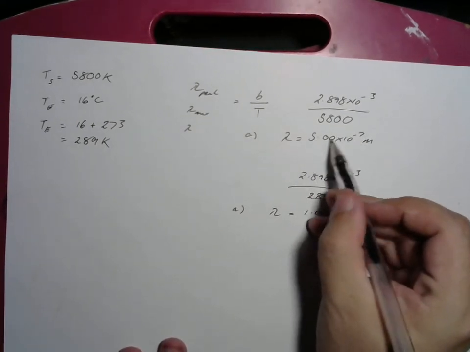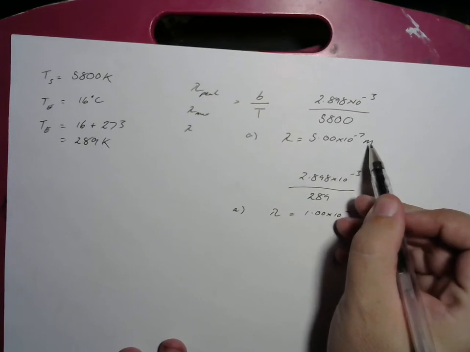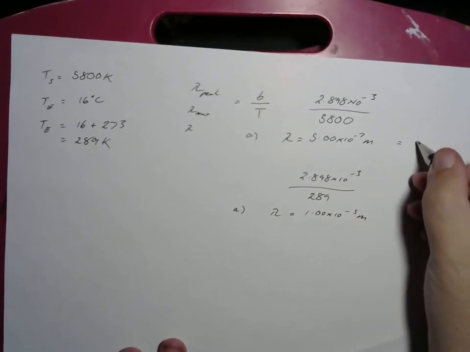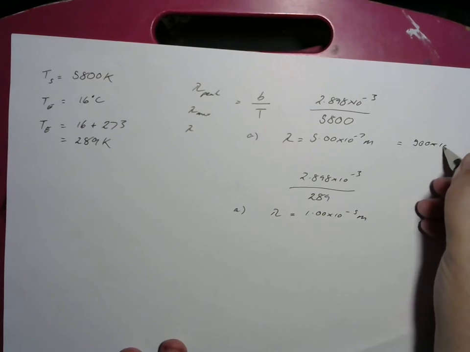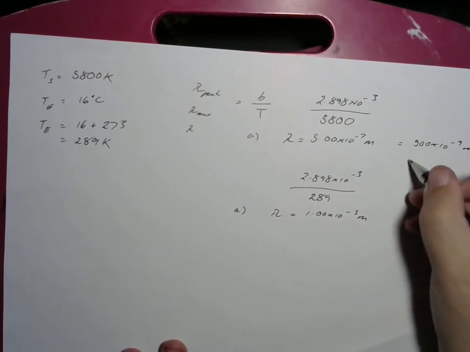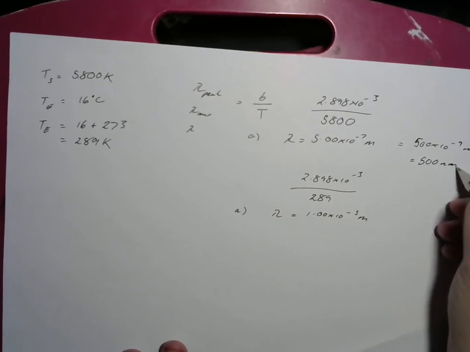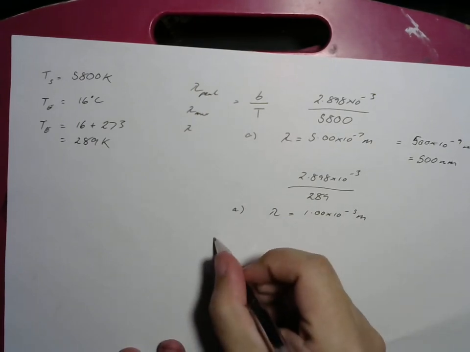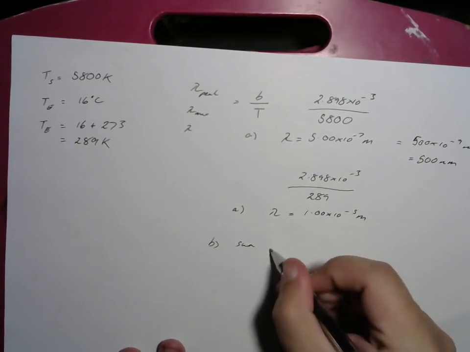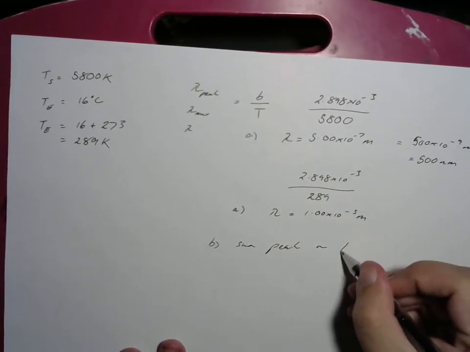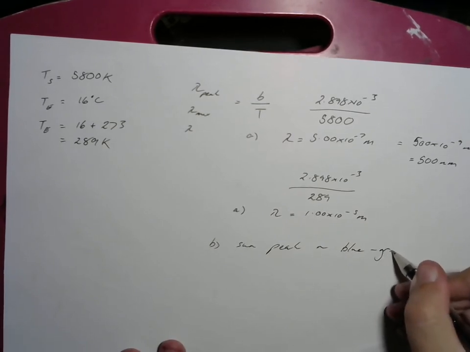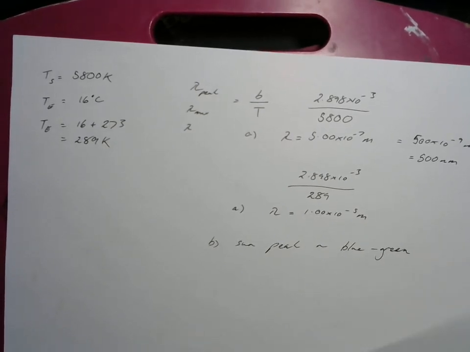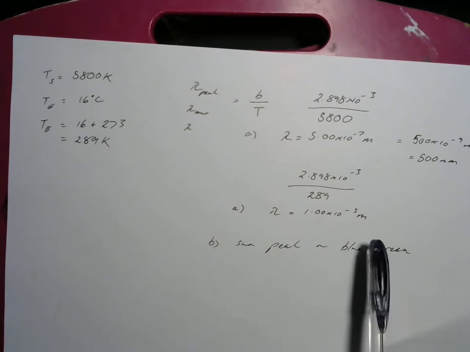So I always like to convert it to nanometers. So this is 5 times 10 to the negative 7, which is the same thing as 500 times 10 to the negative 9 meters, which equals 500 nanometers. 540 nanometers is green, 470 is blue, so it's going to be blue-green. So for B, the Sun's peak is approximately blue-green.